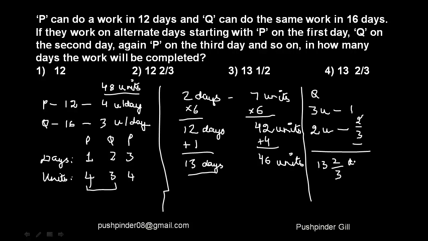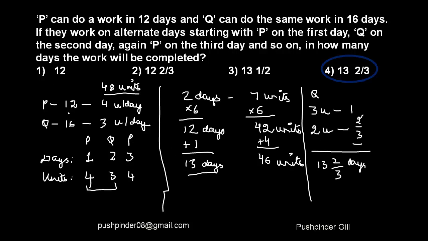So I hope everyone is understanding what I did over here. I'll just take a quick recap again as well so that you understand. See, till here it was pretty basic stuff. We came close to 48. That is the maximum that we could come close to using an integer value, which is 42. Now it's the turn of P. He finishes 4 units. 1 day happens, he finishes 4 units.